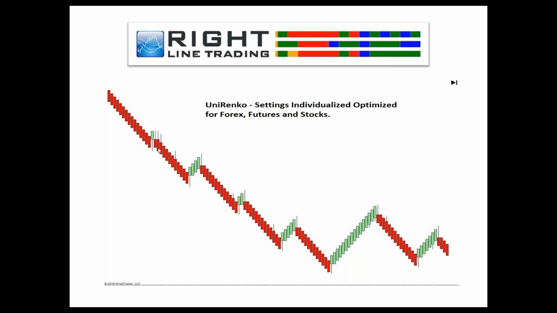Now, Uni-Renko is awesome in a trending market, and it can be a disaster in a choppy market because it hides a lot of internal movement. So you have to really have powerful indicators that allow you to sidestep the losers.